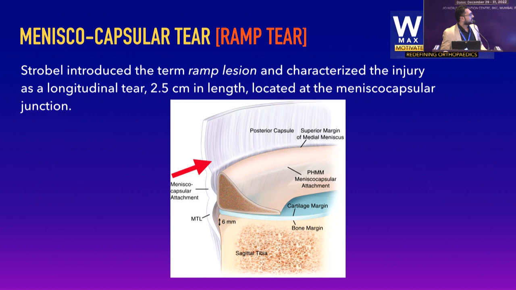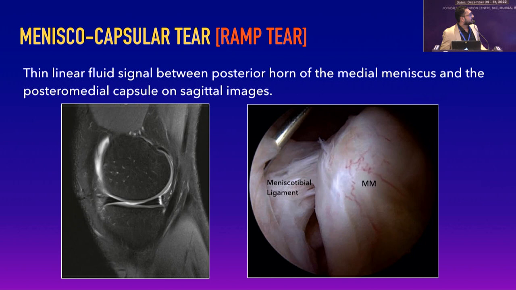On MRI, you will see a signal between the posterior horn of the medial meniscus and the posteromedial capsule on sagittal images. On posteromedial portal view, you can see this separation, where this is the meniscus and this is the capsule. This is the ramp lesion.